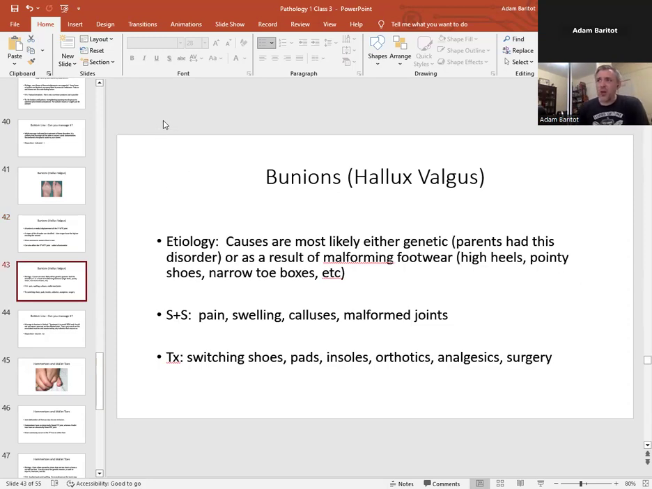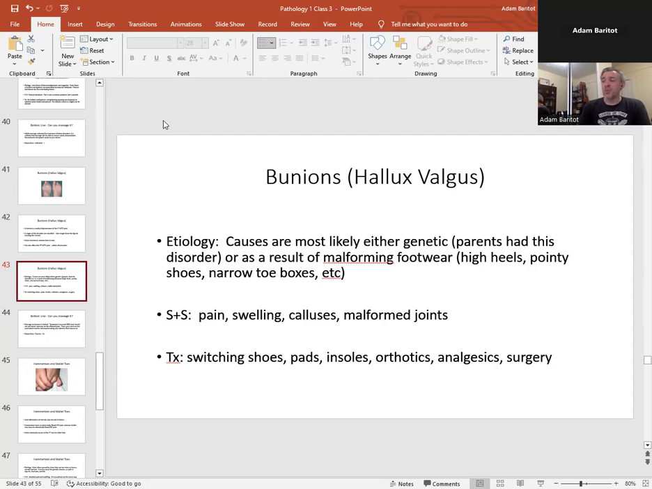Etiology. Causes are most likely either genetic, your parents had bunions, therefore you do. We see that a lot in folks of Middle Eastern derivation. Or it may be a result of malforming footwear: those high heels, pointy shoes, narrow toe boxes, etc. Signs and symptoms: pain and swelling, calluses may develop, as well as a malformed joint.